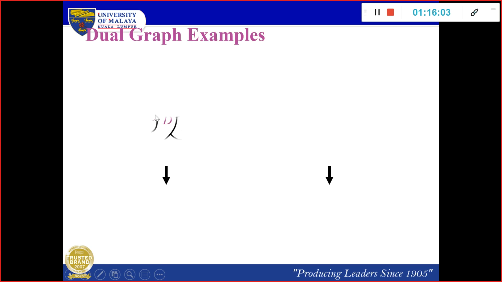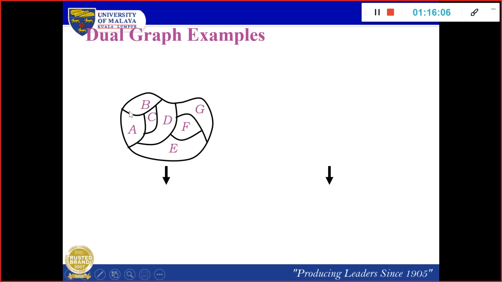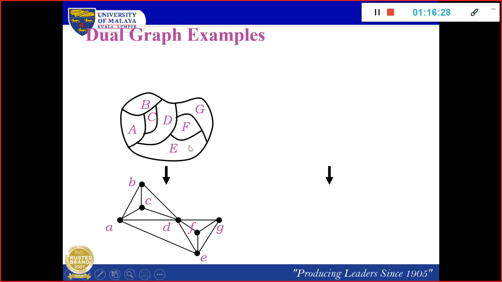So you can represent this map. B has a border with regions A, C, and D. B, A, C, D, F, G, E can all be considered vertices. B is connected to its adjacent regions A, C, and D. A is adjacent to B, C, D, and E, and so on. So you can see that this is the dual graph, or graph representation, of a map. D is connected to all other vertices, all the other regions. So this is the dual graph example.